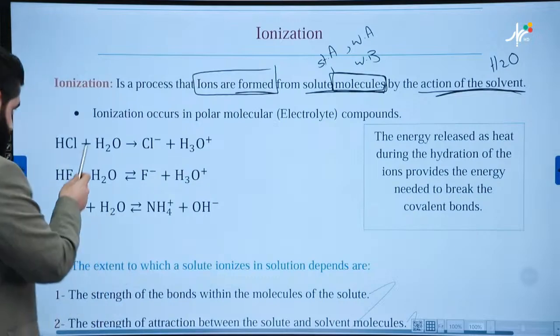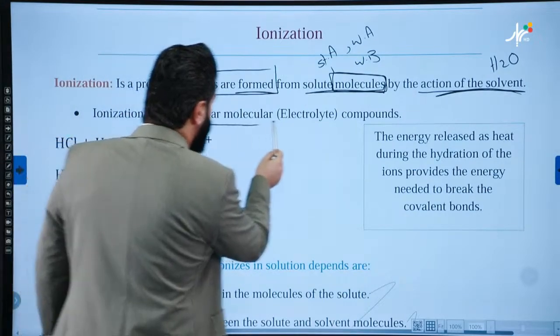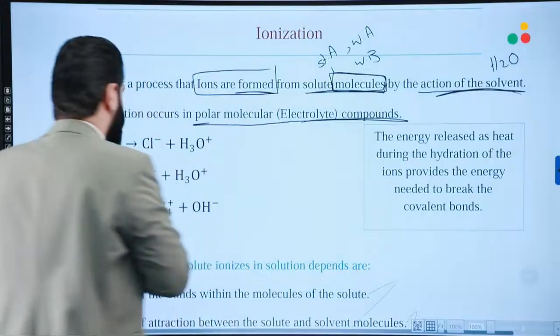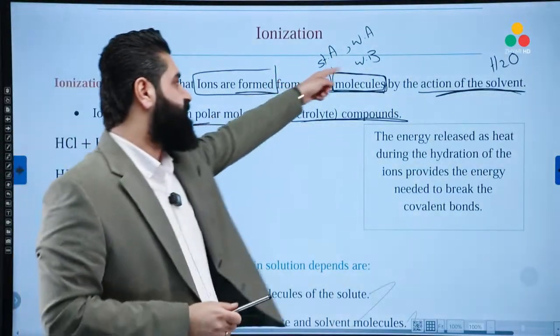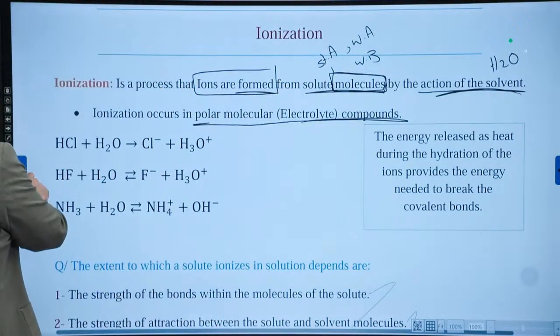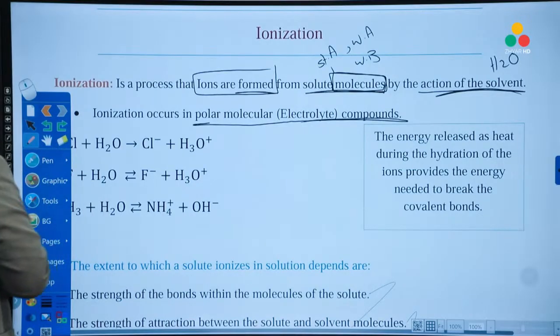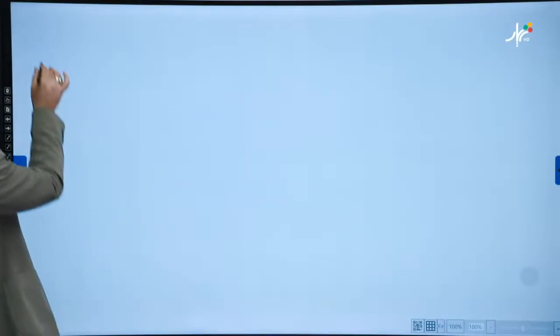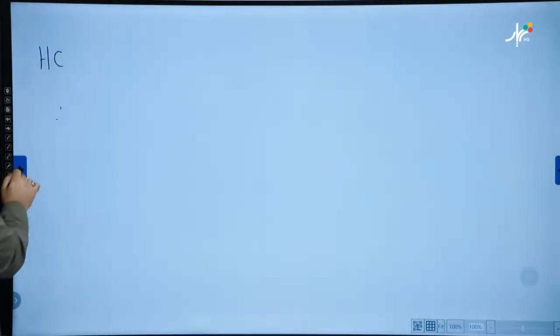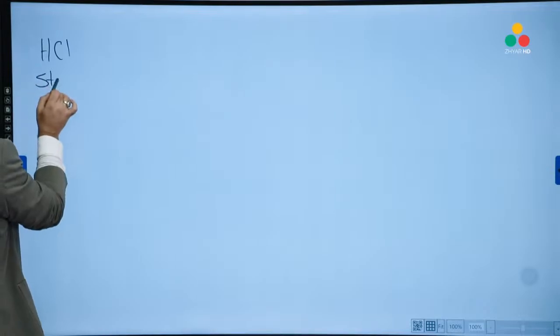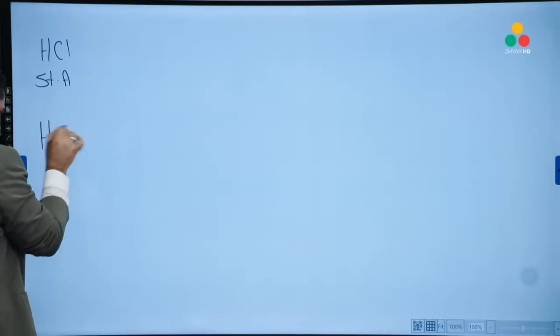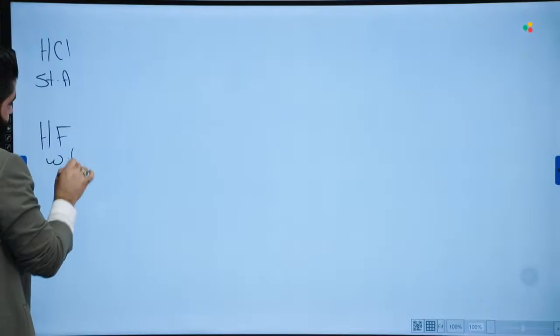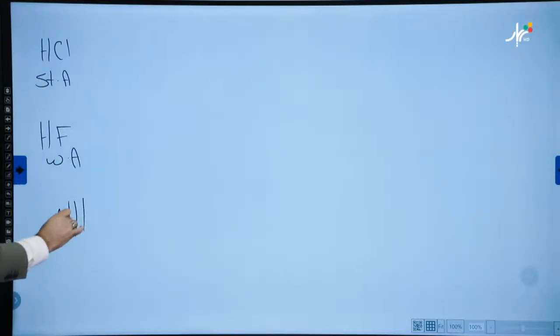Look. Ionization occurs in polar molecular electrolyte compounds. What are the polar molecular electrolyte compounds? As I said, these are polar molecular electrolyte compounds. Let me tell you how to write the ionization reaction. I'll solve 3 to 4 examples. HCl as an example of a strong acid. HF, it's a weak acid, and NH3, an example of a weak base.